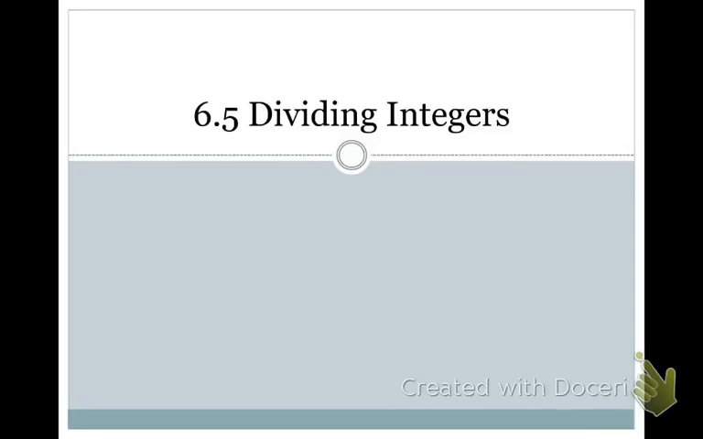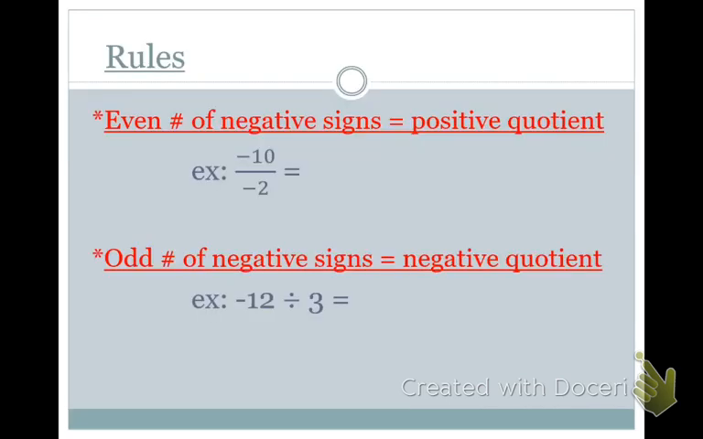All right, today we are going to be learning 6.5 dividing integers. There's some rules that I want to teach you about this. These are the same exact rules that we had when we were multiplying integers. Anytime that you have an even number of negative signs, your answer will be? Positive. A positive.